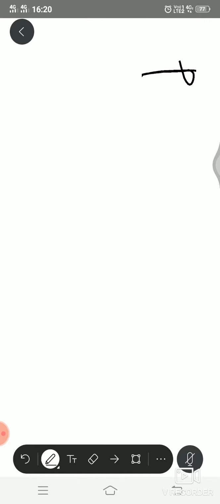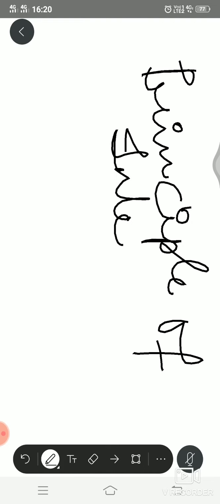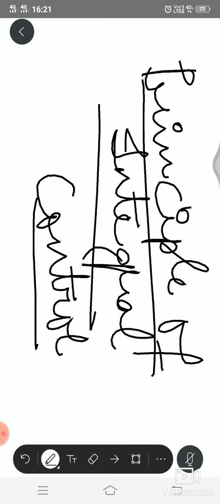So next topic is principle of integral control. Principle of integral control. So let us understand this topic by taking some example.